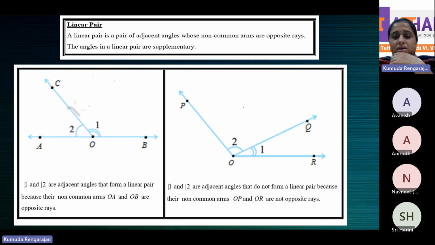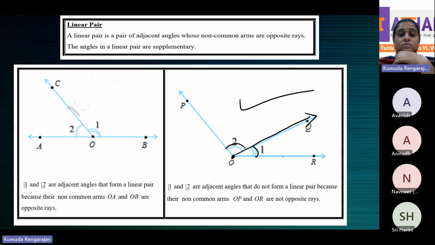But look at this figure. In this figure, look at angle 1 and angle 2. They have a common vertex O. They have a common arm OQ. Now, which are the non-common arms? OP and OR. These are the non-common arms.